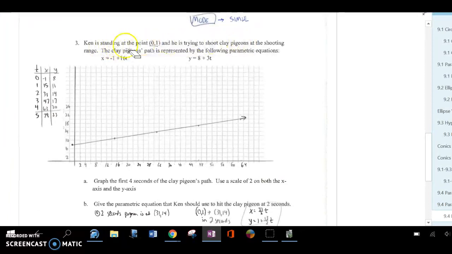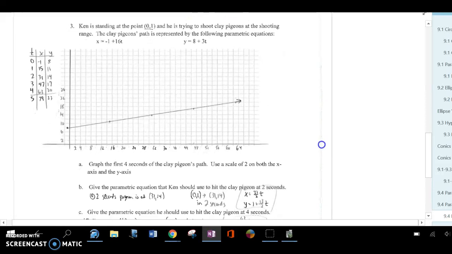Ken is standing at this point trying to shoot clay pigeons. The clay pigeon's path is represented by this. We want to, in part A, graph the first 4 seconds of the clay pigeon's path. So I'm going to have time 0, 1, 2, 3, 4 seconds. Plug these t values into that equation to come up with the location. In other words, at 2 seconds, it's over 31, up 14. At 3 seconds, we plug 3 into t for both of those to get the x and y value, and we have that location. So there is the graph of the clay pigeon.